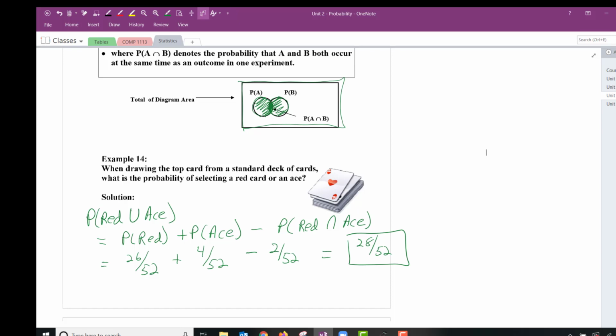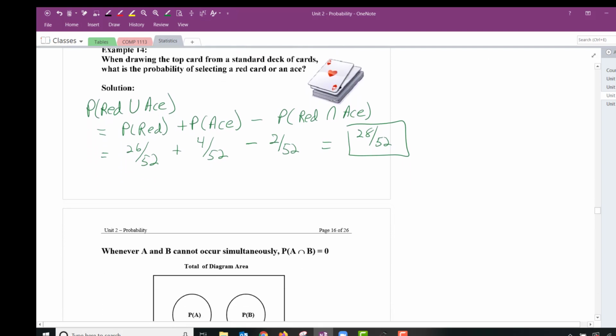into everybody. This is a problem you probably could have solved without using the formula. It was just showing you that the formula does work. I think most of us would have just imagined, yeah, there are 26 red cards, and then I'll add the 2 black aces to the mix and get 28 out of 52. But it's nice to see that the formulas do work.